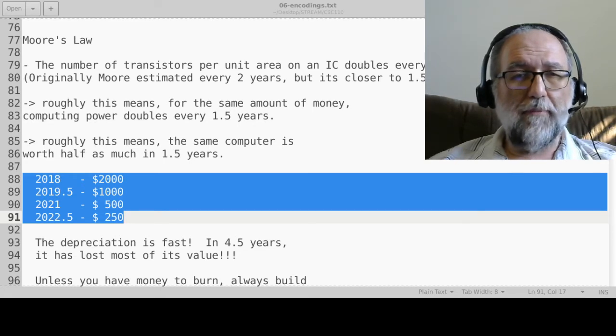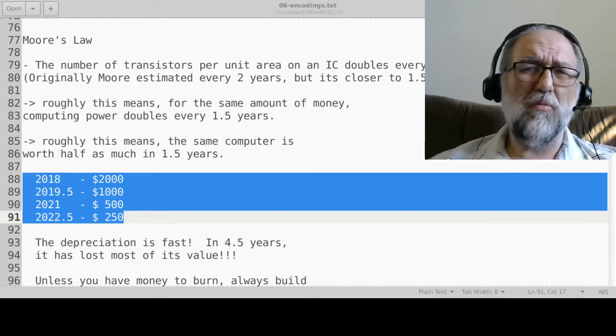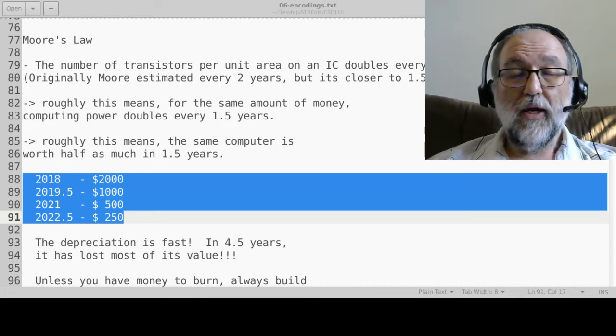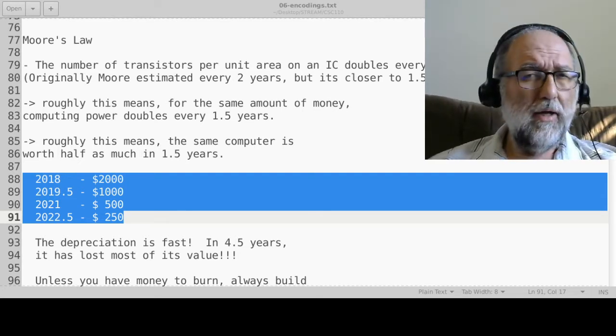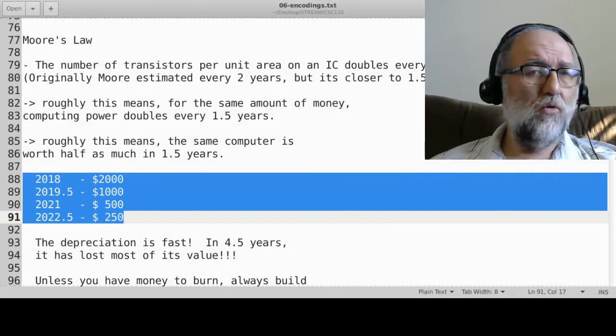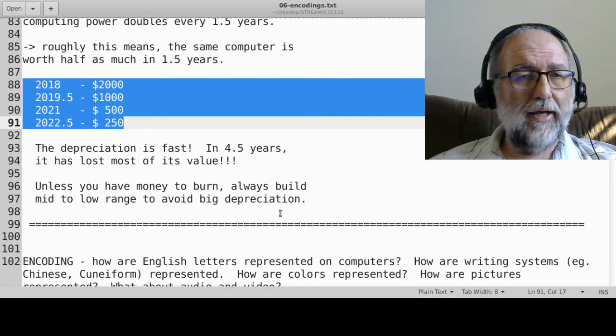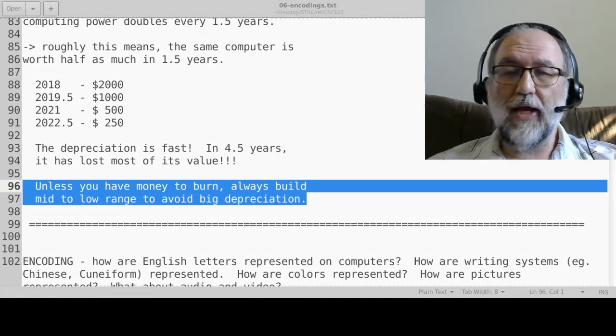Okay, and so in 4.5 years, it's basically dropped to a little bit more than 1/10 of its original price. Is that still happening? It does seem to be still happening, but I think that we are starting to get to the limits of Moore's law. Okay, so well, there it is. This is Moore's law.